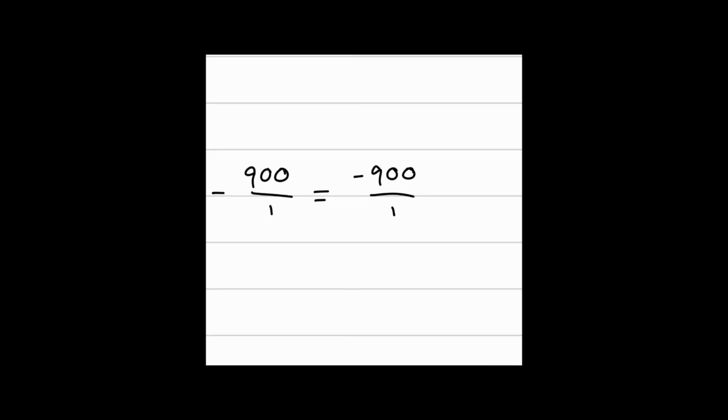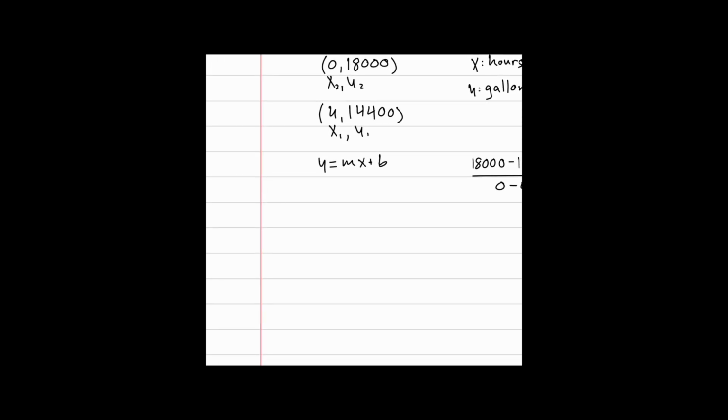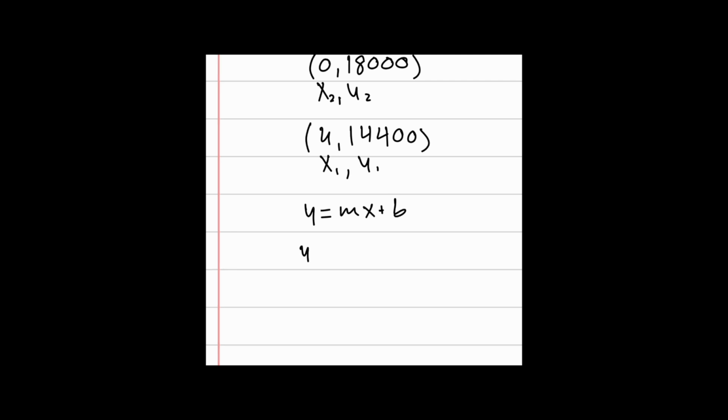The problem is asking to find what is the total number of hours Maria will have been using the pump when 7,200 gallons of water remain in the pool. So let's actually focus on that. We can see that our slope is negative 900, right? And our y-intercept, we're told, is 0, 18,000. So I can write my equation in slope-intercept form. I get y equals negative 900x plus 18,000.